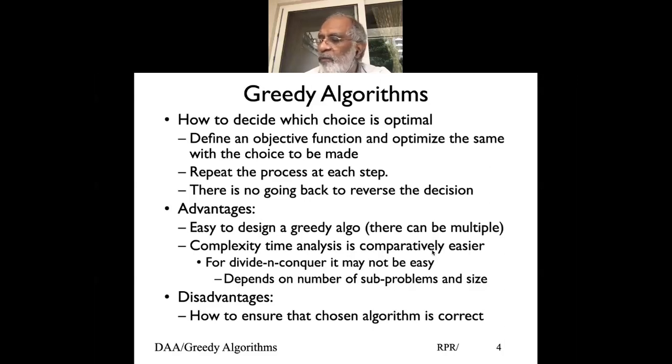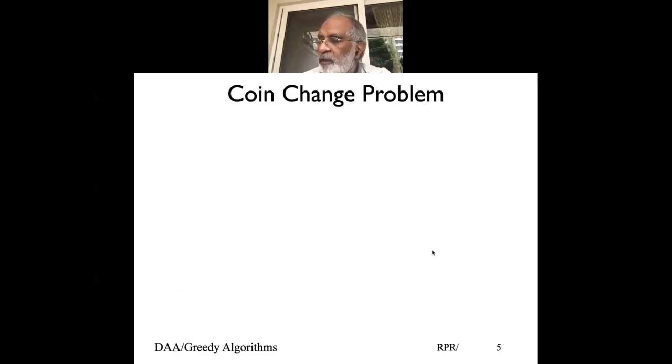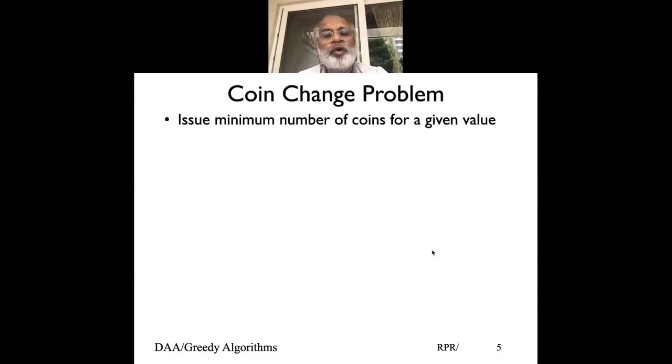So let's look at a problem we call the coin change problem. Let's say you are a shopkeeper and somebody buys stuff from you, and you have to return back the change. Your objective is to give him the exact change required, and you want to dispose of the minimum coins. Assume you have a good amount of coins.